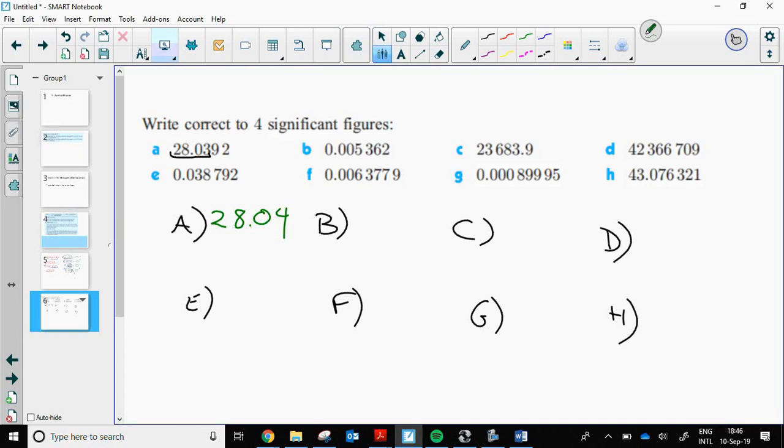Letter B is going to be 0.005362. It actually already has 4 significant figures. I can't change a thing about it. Next one is going to be 2368. Those are the first 3 significant figures. After the 8 is a 3, so I don't round up. So I can just throw a 0 there. So 23,680.